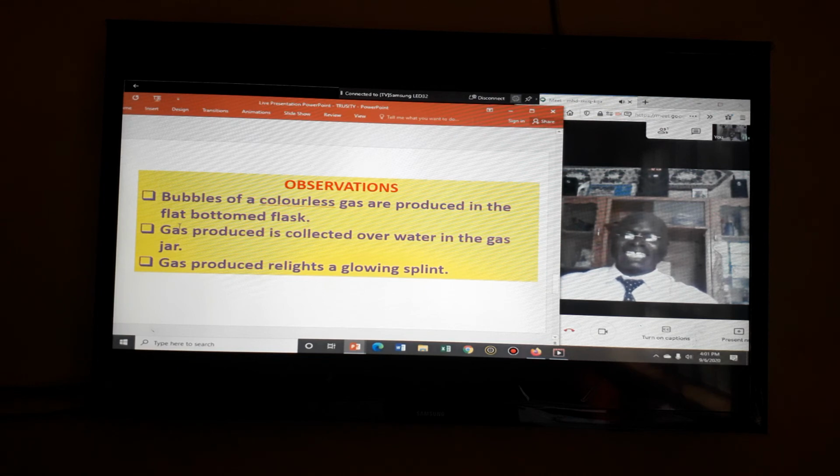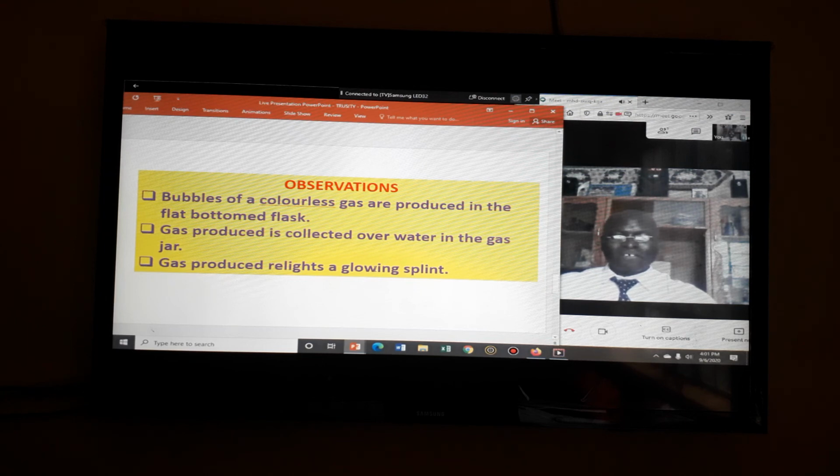Then in the second observation, the gas produced is collected over water in the gas jar. And of course, the third one is the gas produced relights a glowing splint. This is where we really focused, and that's why I had asked you to be keen. And we saw that the gas produced relit a glowing splint, and that is the confirmatory test for oxygen gas.